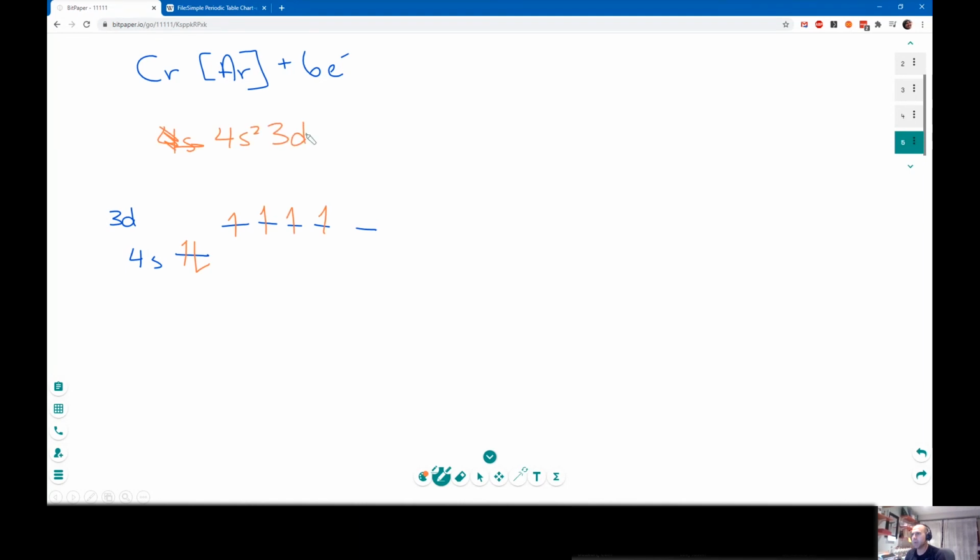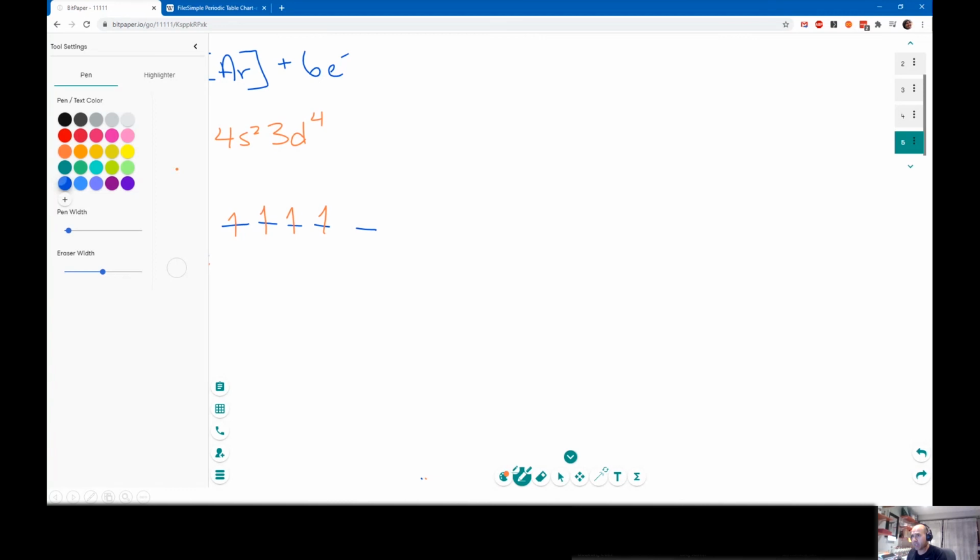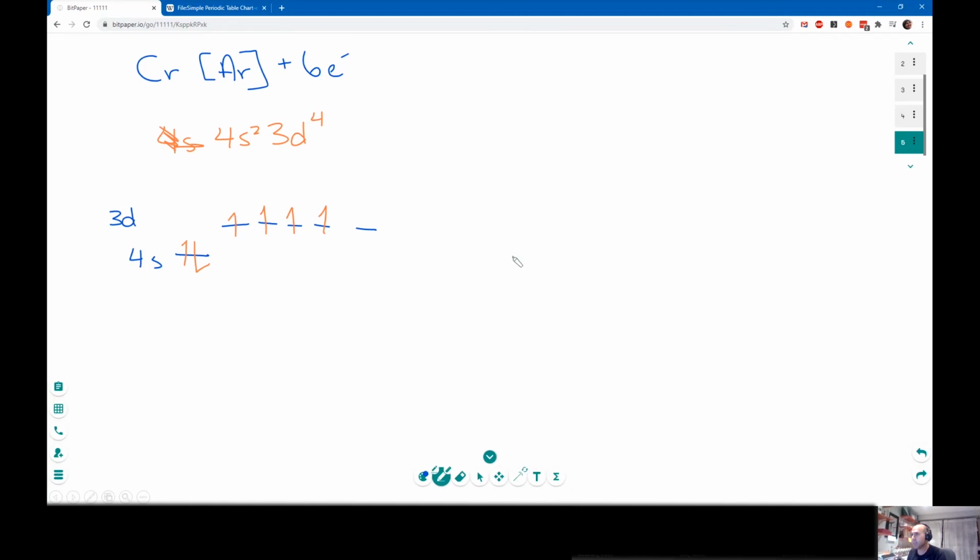4s2, 3d4. Now, you're going to see when it comes to the electron configuration of transition metals, you're going to see things written different ways. For example, I could write the s first or the d first. The new convention is put the d's first, and we'll get to that in a second. So this is one possibility. But it turns out that based on a bunch of experimental evidence, that's not the case. The actual arrangement would give us argon 3d5 4s1.